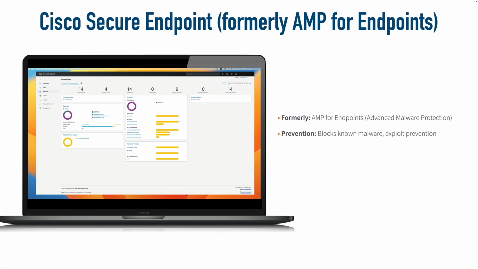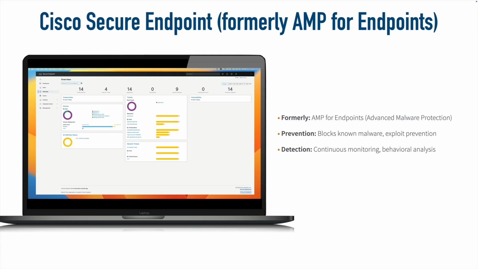Prevention includes blocking known malware using signatures and reputation. And yes, signatures do still have value for known threats. And prevention also involves exploit prevention that stops attacks that target vulnerabilities in applications. Detection, that's where the magic happens.